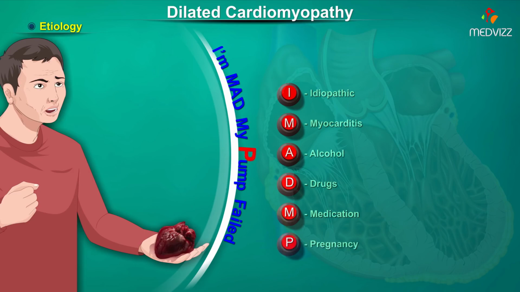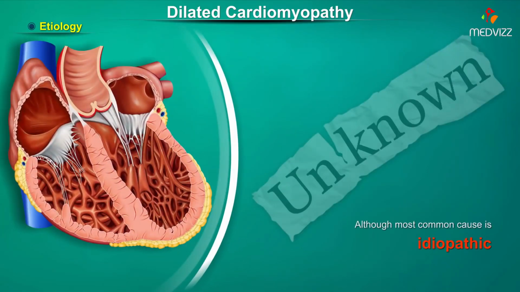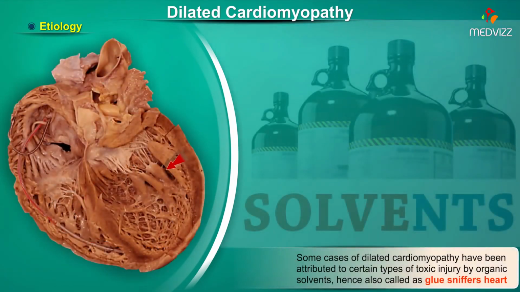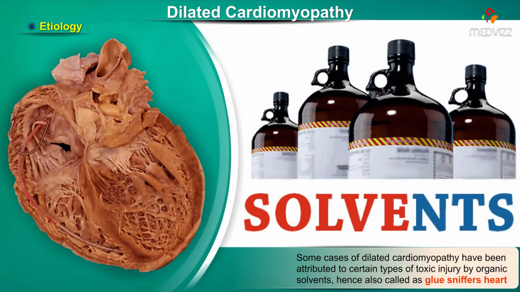P stands for pregnancy. Pregnant women can have peripartum dilated cardiomyopathy, which is defined as dilated cardiomyopathy within 4 weeks before the delivery or 5 weeks after the delivery. F stands for familial inheritance, wherein there can be genetic mutations of the cytoskeleton. Although the most common cause is idiopathic, some cases of dilated cardiomyopathy have been attributed to certain types of toxic injury by organic solvents. Hence, it is also called glue sniffer's heart.